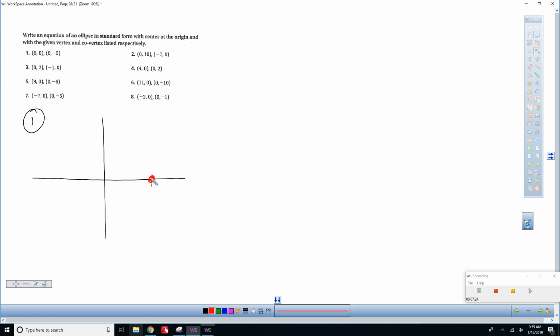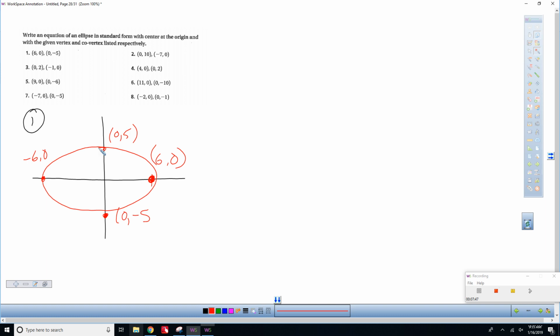And then we have this point 0, comma negative 5. Oh, I think I got it. Well, that means the other vertex will be negative 6, comma 0, and the other co-vertex will be at 0, comma 5. So this thing has got a low eccentricity, meaning it's kind of circular. Okay? Alright, so let's see.